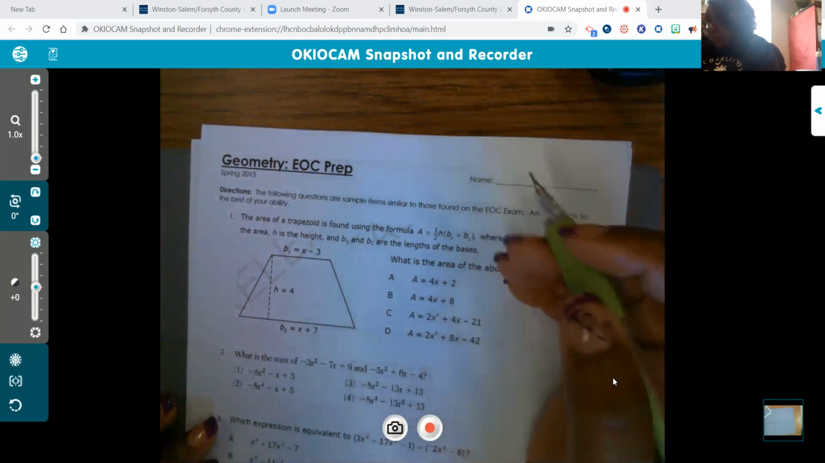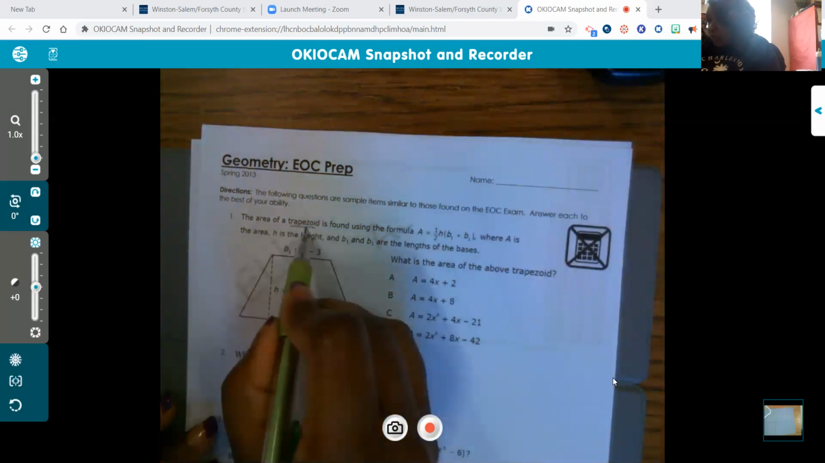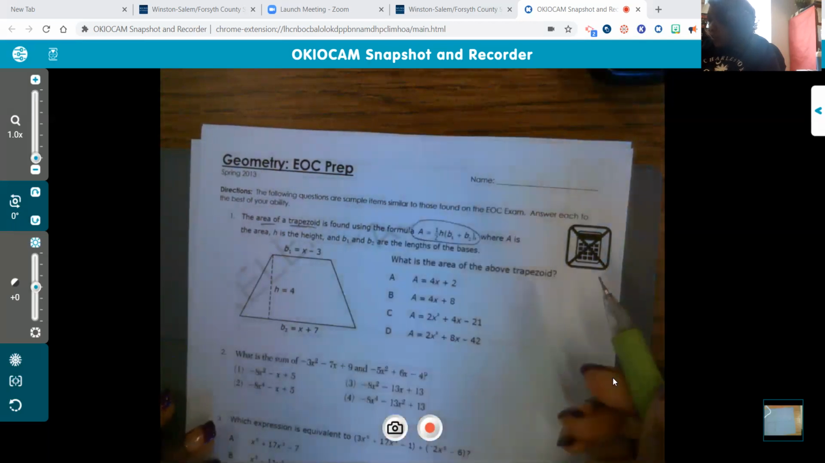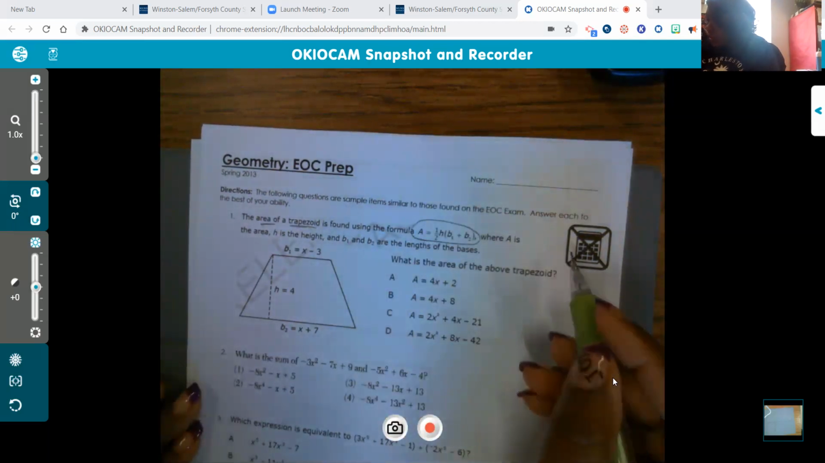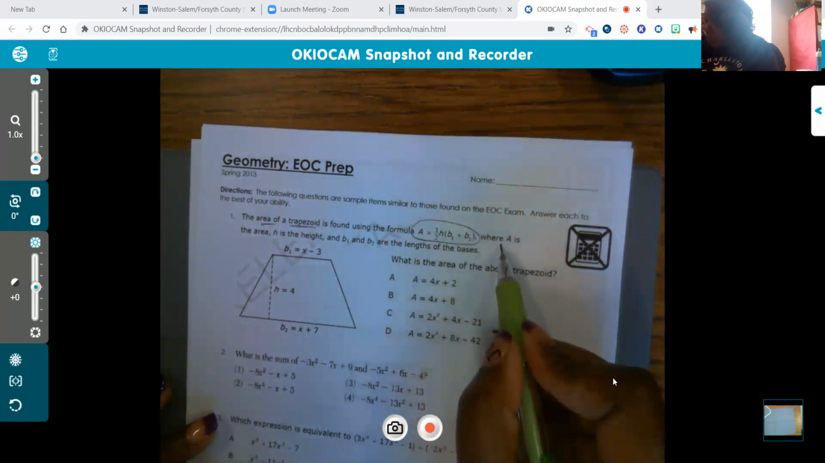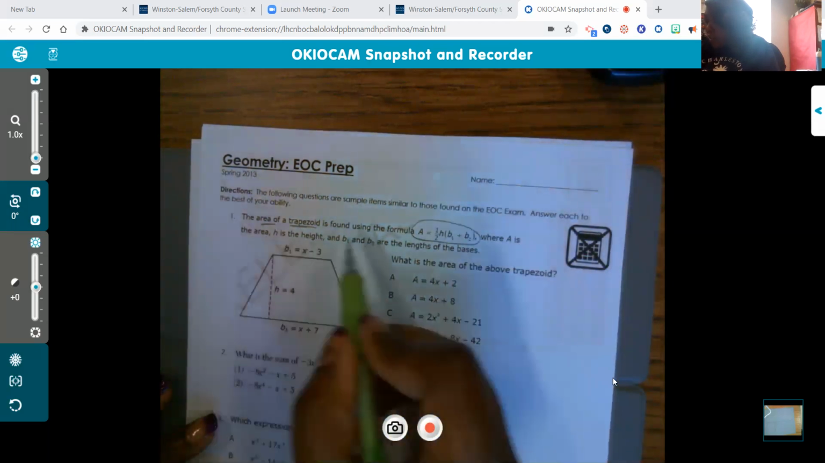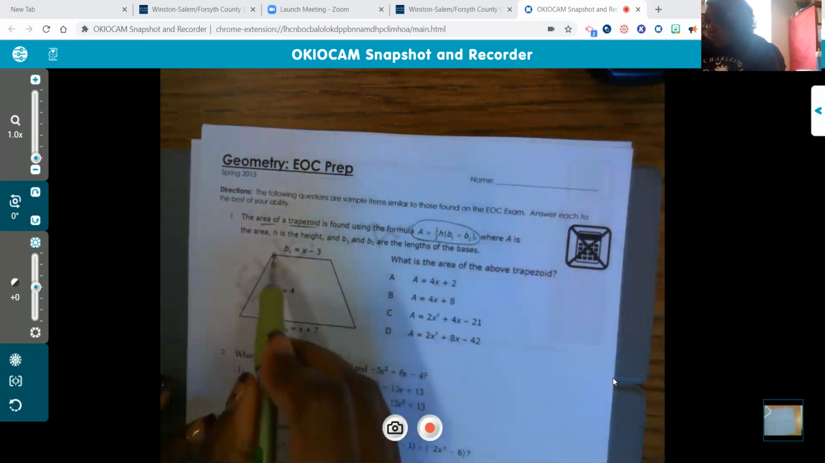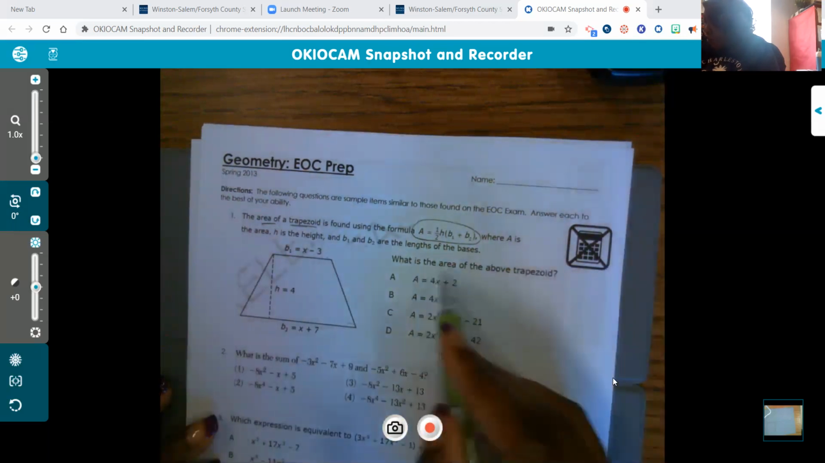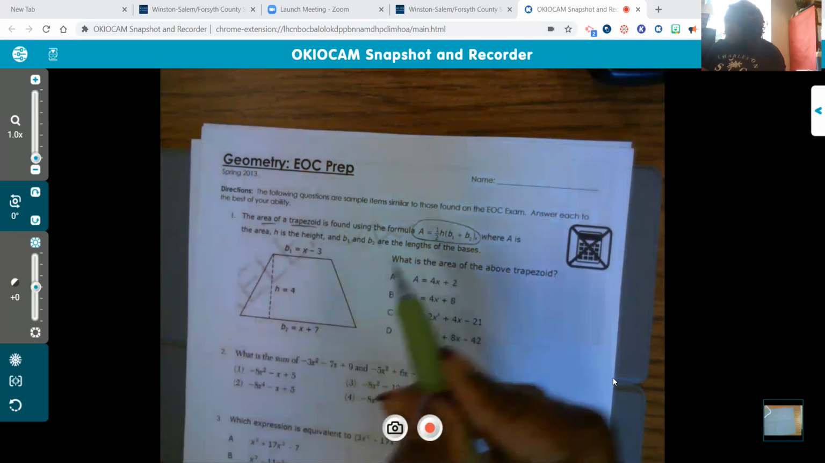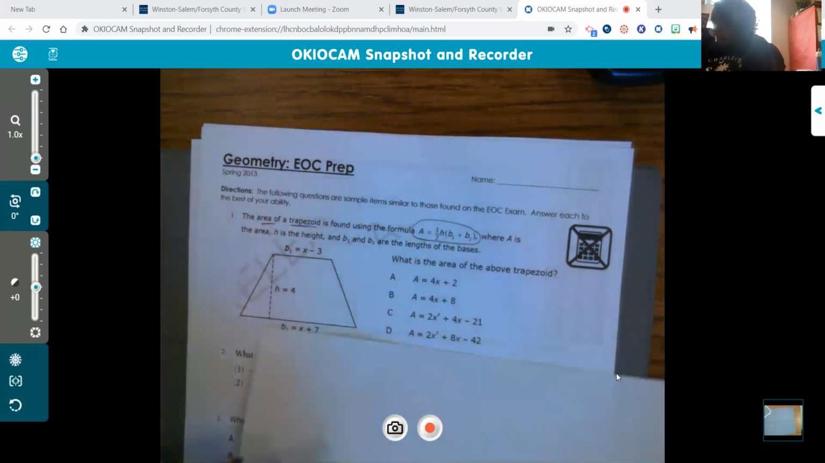It happens, trust me. The area of a trapezoid. So we have to know the formula for the area of a trapezoid, and they give it to you here. I don't know if they're going to give it to you on your test, but you do need to know that formula, where A is the area, h is the height, and base 1 and base 2 are the lengths of the bases. What's the area of the trapezoid? So you're going to substitute this information into the formula to figure that out.